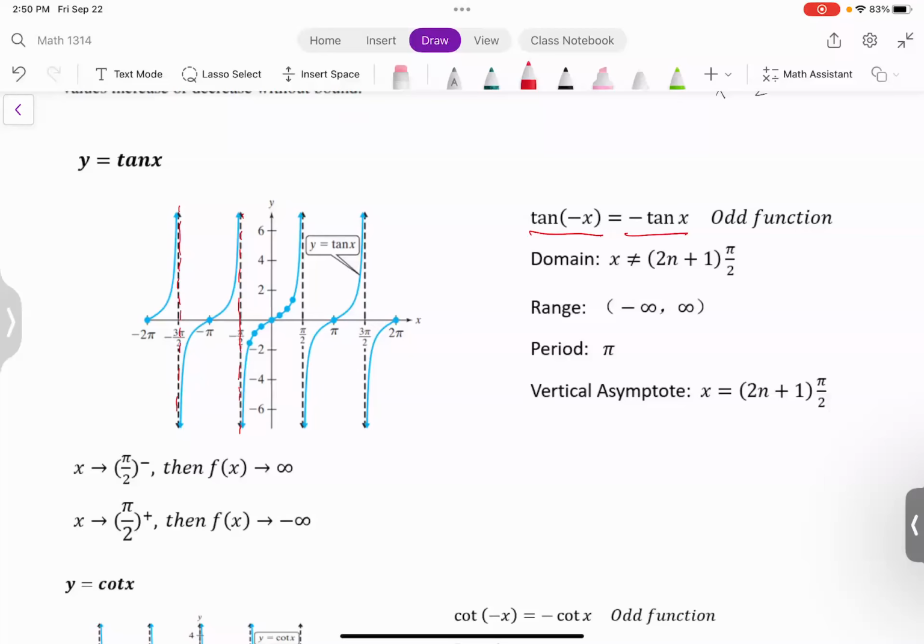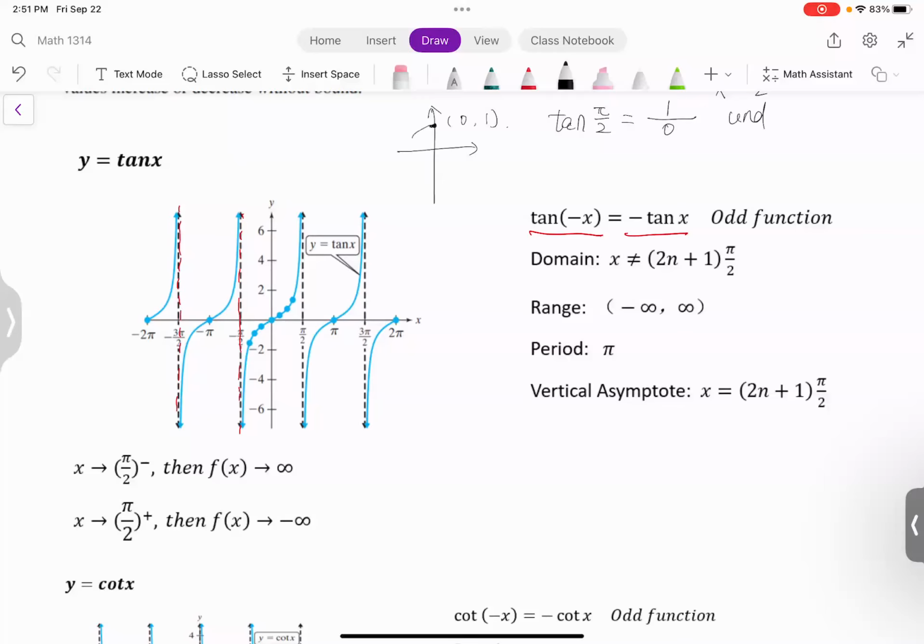How can we find the domain? Let's use the unit circle to help us find the domain. On the unit circle, there is a point on the y-axis here. For example, I say this one is (0, 1). For that point, that's tangent of half pi. Tangent equals y over x. So y is 1, x is 0. This is undefined.